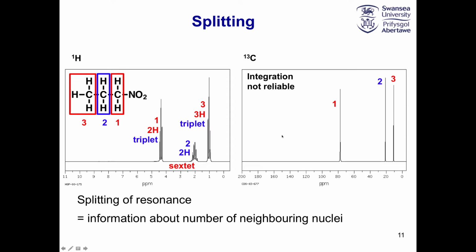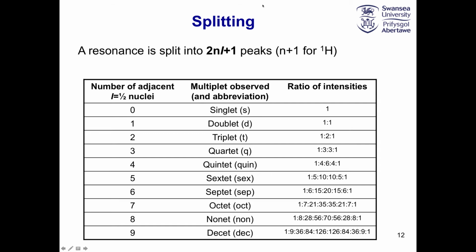Carbon, however, again, typically doesn't give splitting information, so for carbon spectra we only have to consider number and position of the resonances. This is simpler, but obviously less informative. The formula for splitting is given here, where n is the number of neighbouring atoms causing the splitting, and I is the spin quantum number, which helpfully is half for hydrogen and lots of our other favourite nuclei, so the formula simplifies to n+1 for hydrogen and these others.